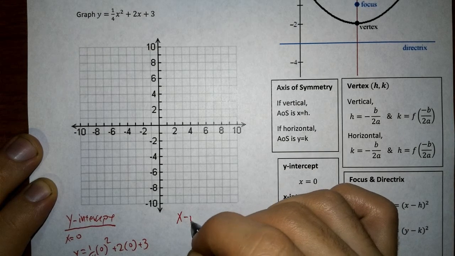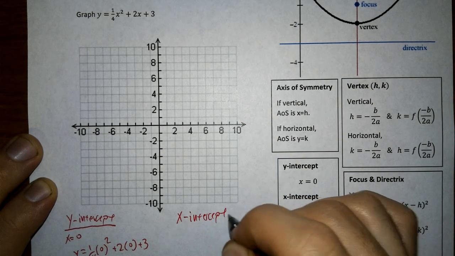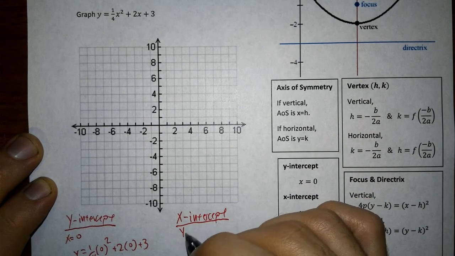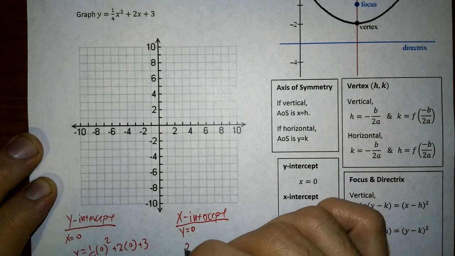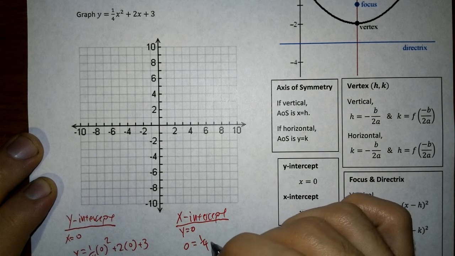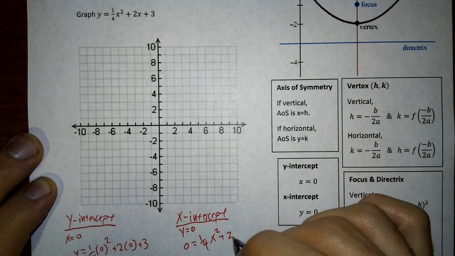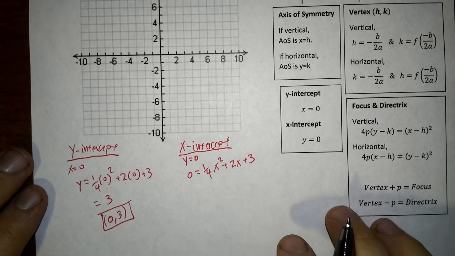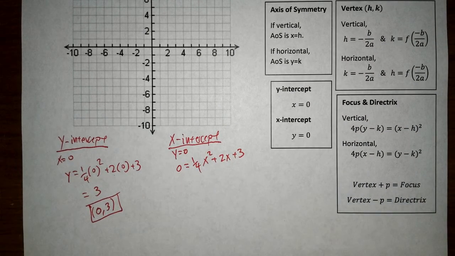And now for our x-intercept, we're going to go ahead and plug in y equal to 0. So y will be equal to 0. And so we're going to say 0 equals 1/4 times x squared plus 2x plus 3. Now there's a handful of ways you can go about solving this. You can use the quadratic formula. You can complete the square. And you can also do factor by grouping. Factor by grouping is actually going to be the quickest way to go about this, so that's going to be the method I'm going to use here.